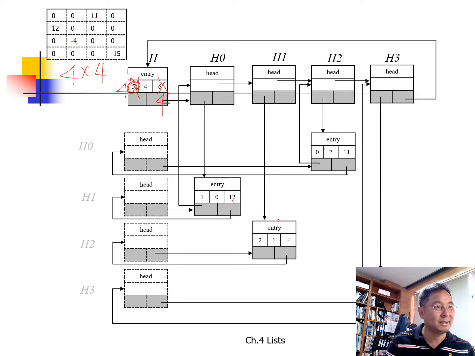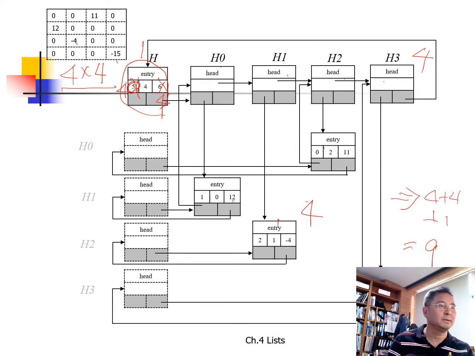And there are 1, 2, 3, 4 non-zero entry nodes here, and there are 4 header nodes, because the maximum number for 4 by 4 is 4, and an additional one node is the header node of the header nodes. This is a 1, this is a 4, this is a 4. Okay, so the total necessary node number is 9. 4 plus 4 plus an additional 1 equals 9 nodes are necessary for this representation.